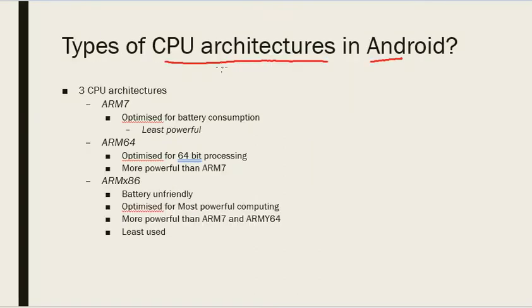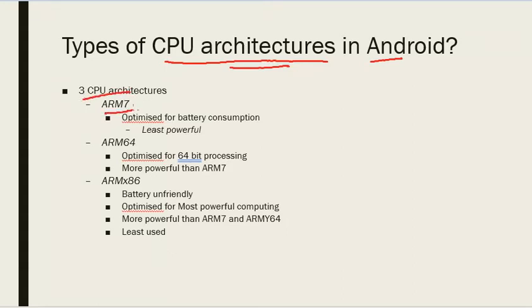What are the types of CPU architectures in Android? First of all, we need to know what a CPU architecture is. CPU architecture is just a basic instruction set, memory models and exception models over the operating system. And in Android we have three kinds of CPU architectures.